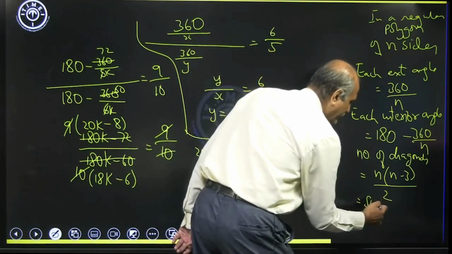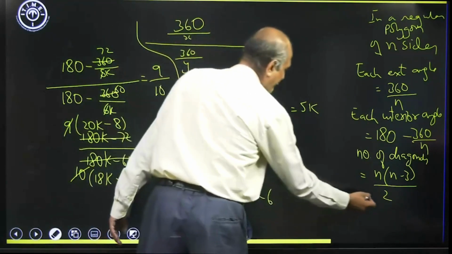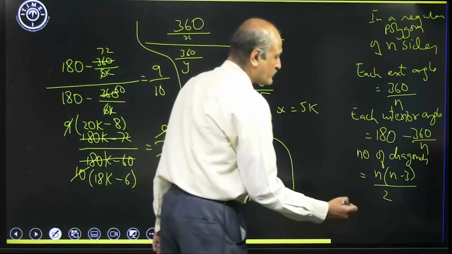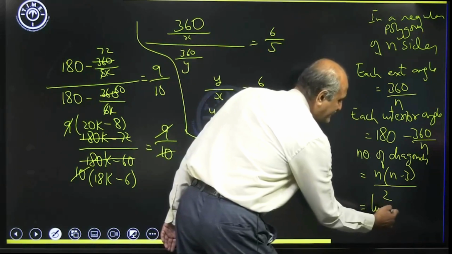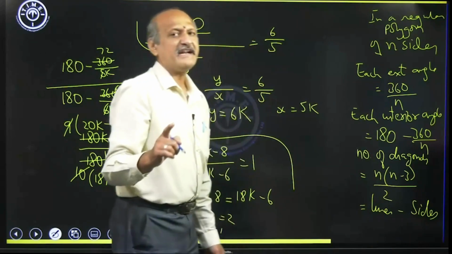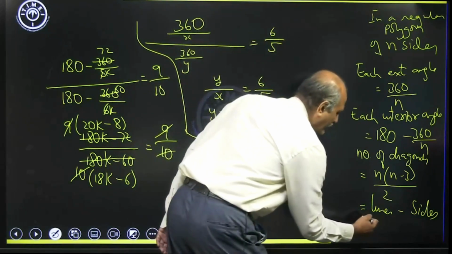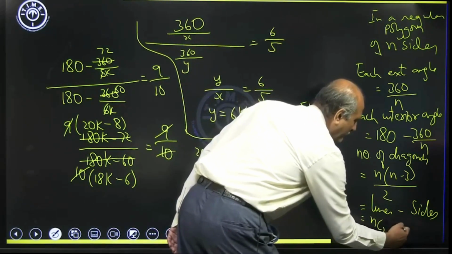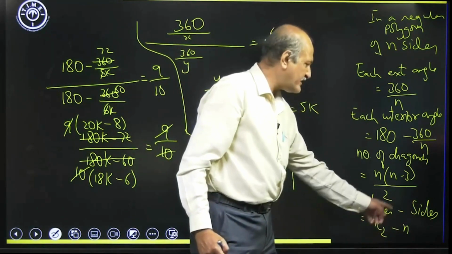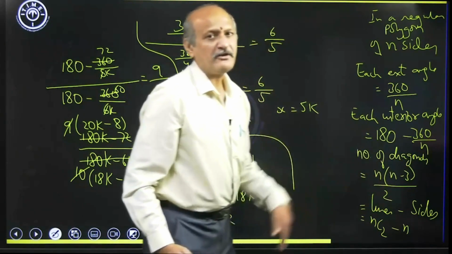It is the number of lines minus the number of sides. Number of lines we can tell like this: if there are n number of points present, the number of lines that can be drawn will be equal to nC2, minus the number of sides, which is n. So nC2 minus n, if you simplify this, you are going to get the same: n into n minus 3 divided by 2. This is a formula to calculate the number of diagonals.